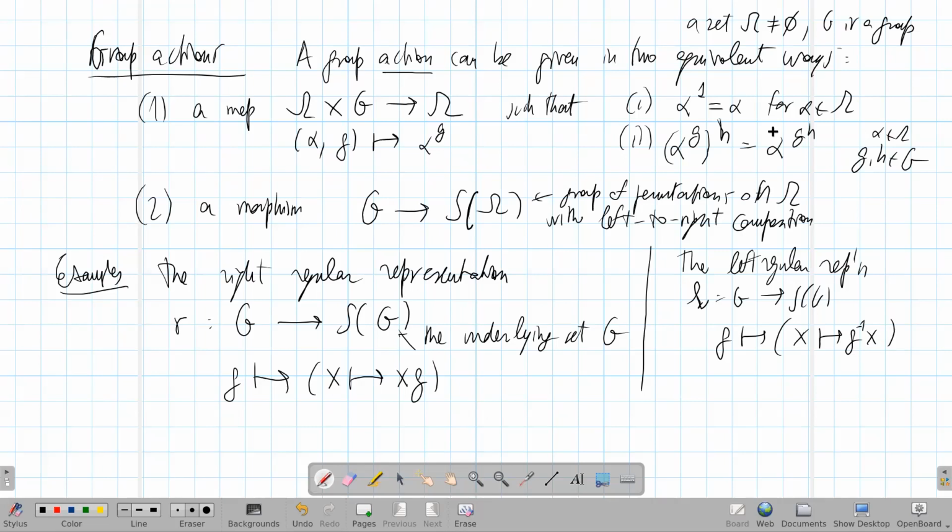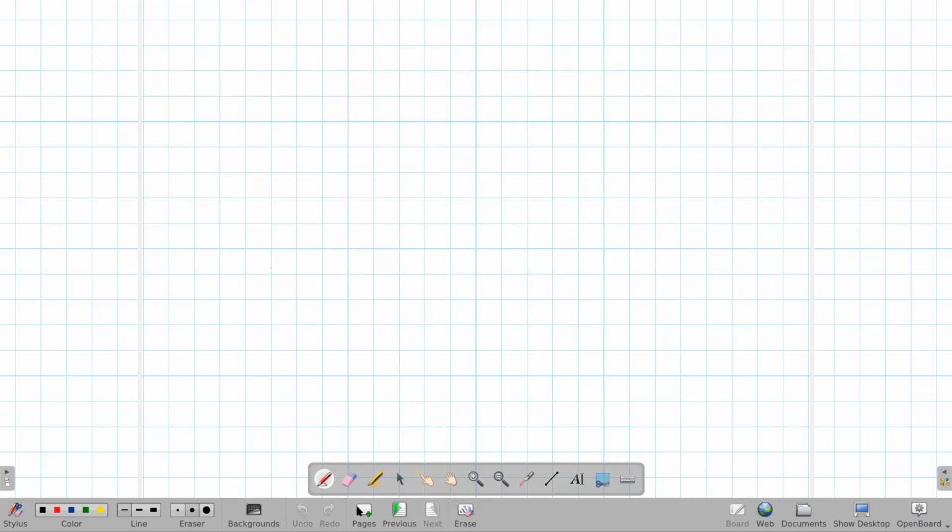Okay, so this is all about group actions. It's important to have these two different views, and we will see the crucial role that the right regular representation will play in the following. Good. So let's go to the next page, and let's define the core argument of the course, linear representation.